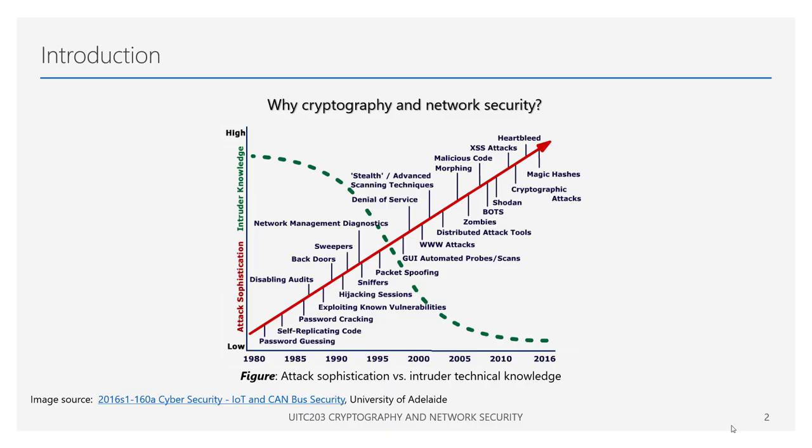Anyone interested in this course must first understand the necessity for cryptography and network security. The graph represented here is inspired by the graph which was released by CERT in 2001. This was further extended by certain researchers from the University of Adelaide until the year 2016. But the inference from this graph is quite common. The attack sophistication has increased over the period.